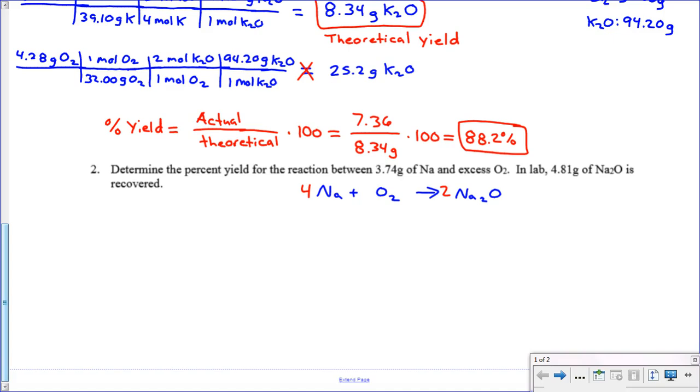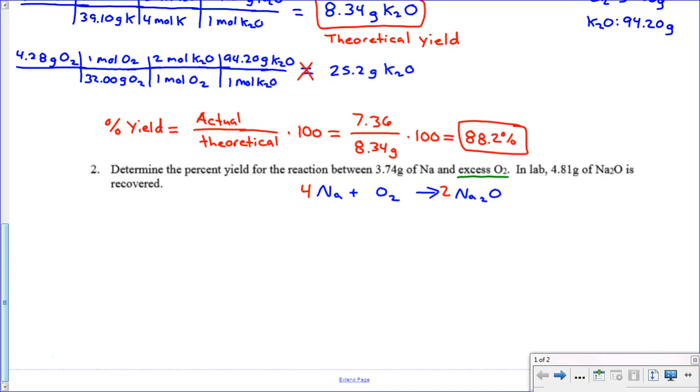All right. And then I'm going to identify something in this problem which is a little bit different from the last one. If you read, it gives you the mass of sodium, and then it tells you that there's excess O2. This word excess is going to be one of your favorite words in this process of calculating the theoretical yield, because excess O2 means that this is not a limiting reactant problem. We know which reactant is limiting. In this case, we have a limited amount of sodium and excess O2.